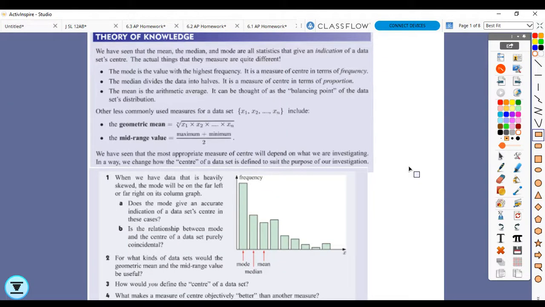So it's always a good idea to read through the Theory of Knowledge notes that are throughout your books just to get some ideas. So go ahead and skim through this and think about some of the different ideas they're talking about.